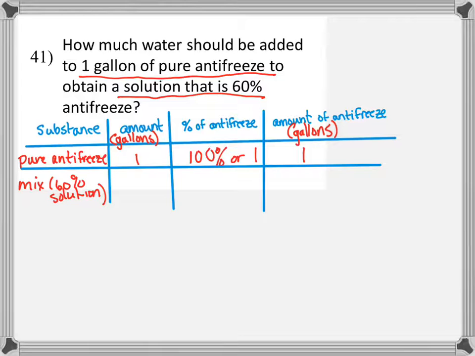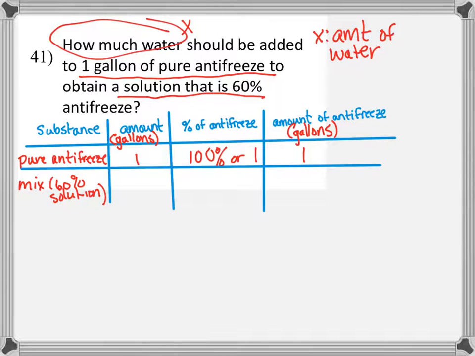And we want to know how much water should be added to that, which has no antifreeze in it. So the amount of water, which is what we're looking for, is what I'm going to make my x. So for my mixture, our total amount will be 1 plus x gallons, because I have the 1 gallon of pure antifreeze plus x gallons of water. We're told it's a 60% antifreeze mixture. 60% as a decimal is 0.6. So the amount of antifreeze in this mixture is 0.6 times 1 plus x.